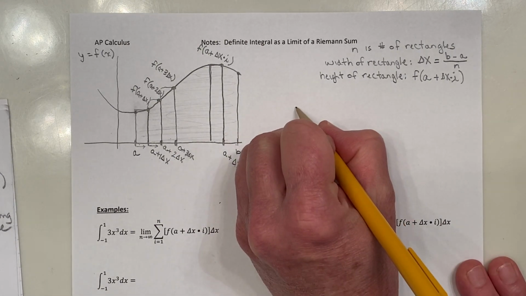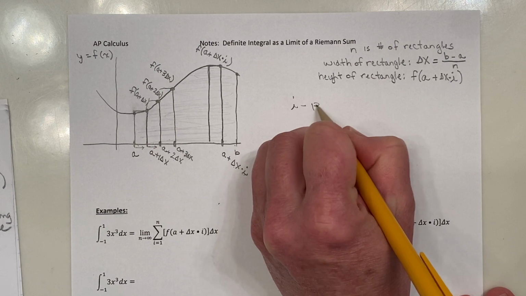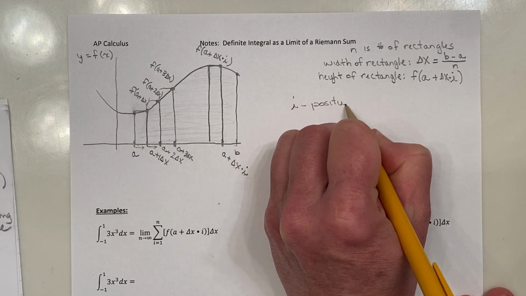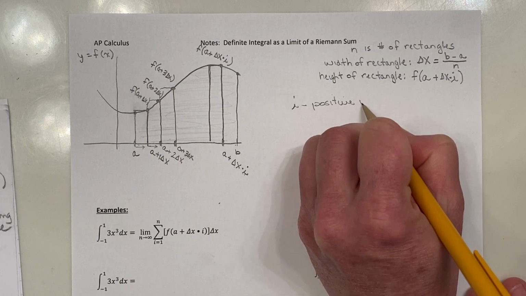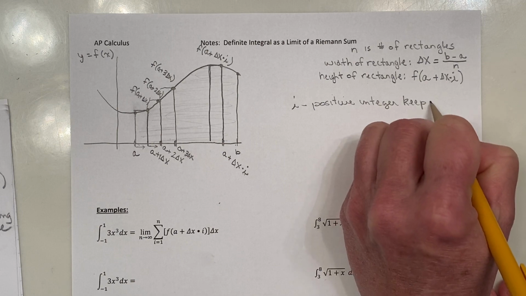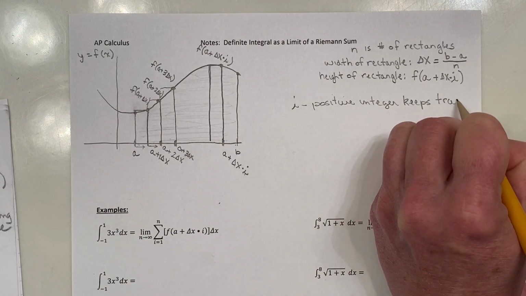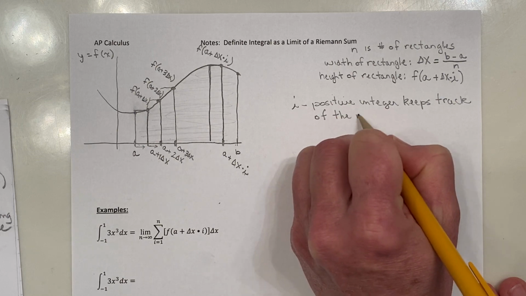I'm going to come down here and define what i is. i is going to be a positive integer that keeps track of the rectangle we're in.